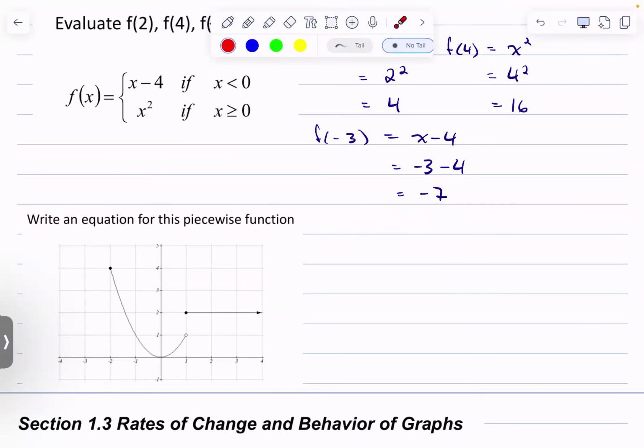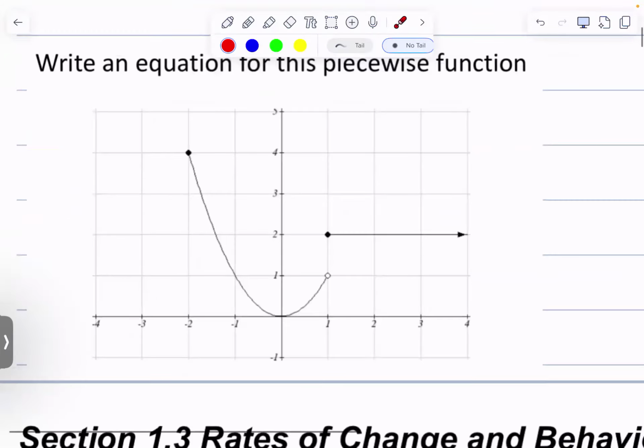What if we have to write an equation for this piecewise function? I'll zoom in so we can see it better. This is where the toolkit functions really come in handy. This looks like a parabola, and if we're lucky, and we will be, it's just x squared. Nothing's happened to it. How do we check? I suspect that this might be x squared.